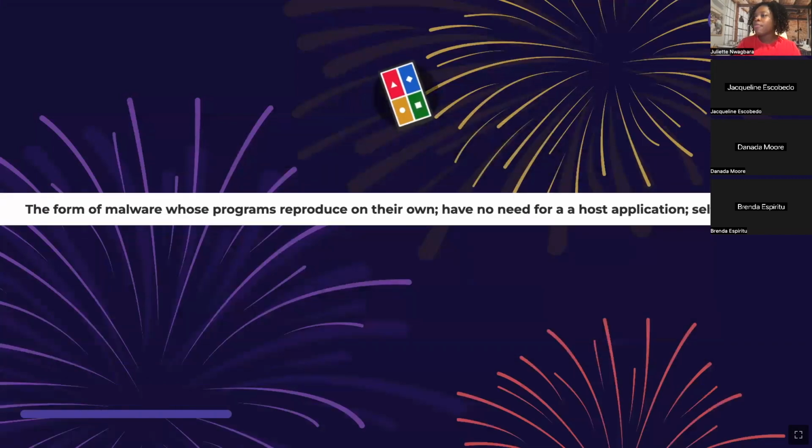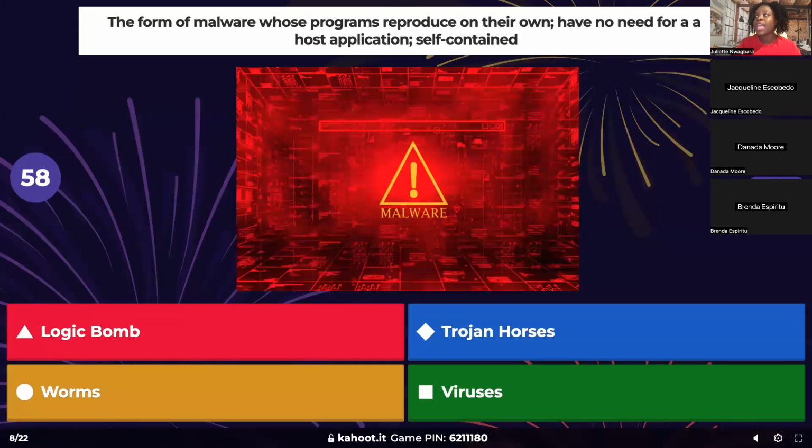The form of malware whose programs reproduce on their own and have no need for a host application, they're self-contained, is called what? What do you guys think? We got about 45 seconds left.